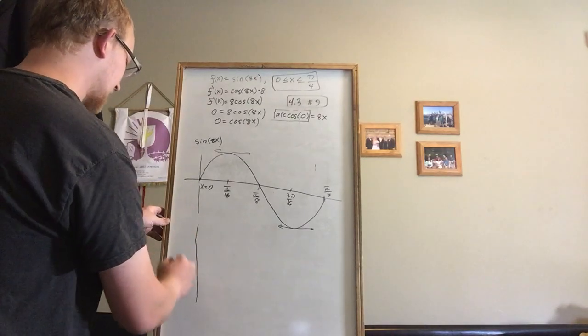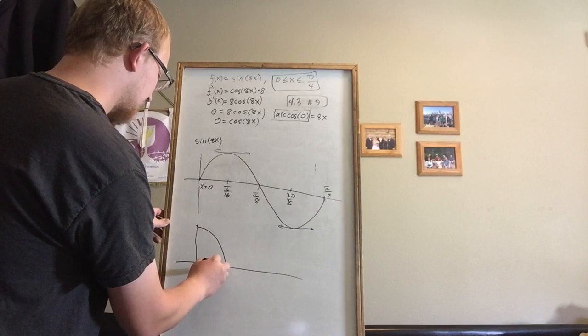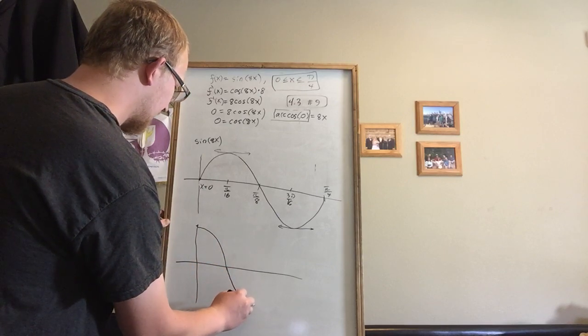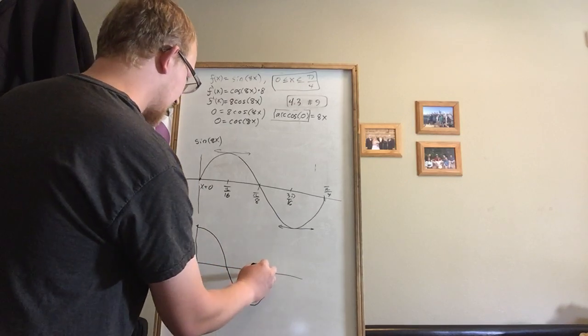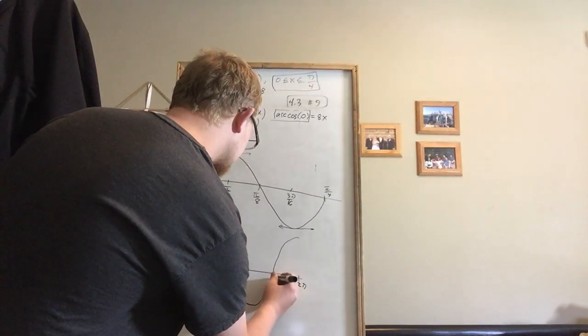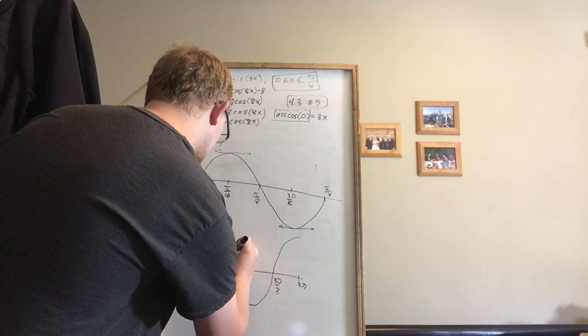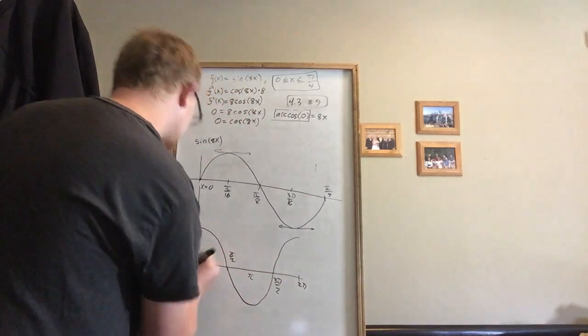But the traditional cosine function starts at 1, drops to 0 at pi halves, drops to negative 1 at pi, goes to 0 at 3 pi halves, and then ends at 1 at 2 pi all over again. So this is 2 pi, 3 pi halves, pi, pi halves, and 0.